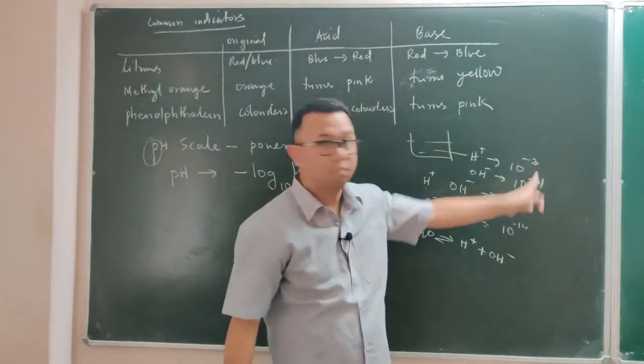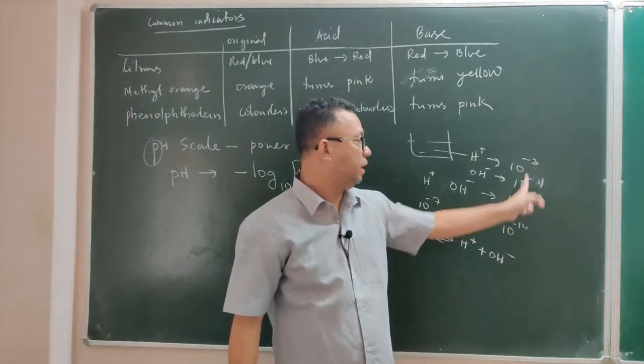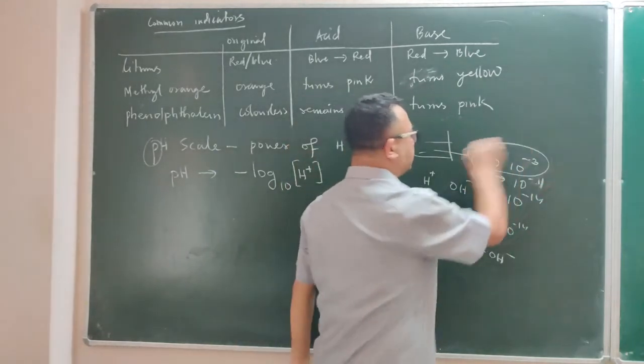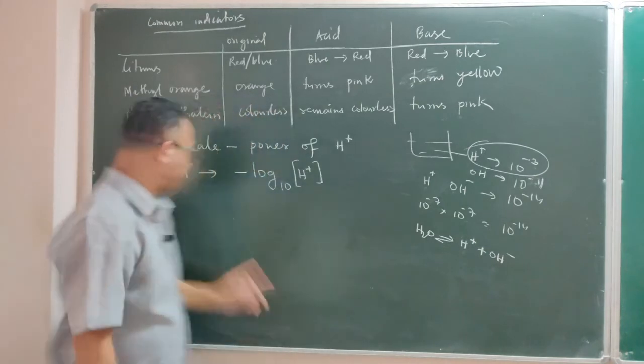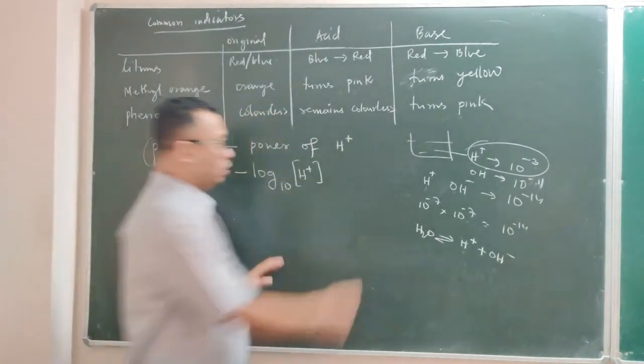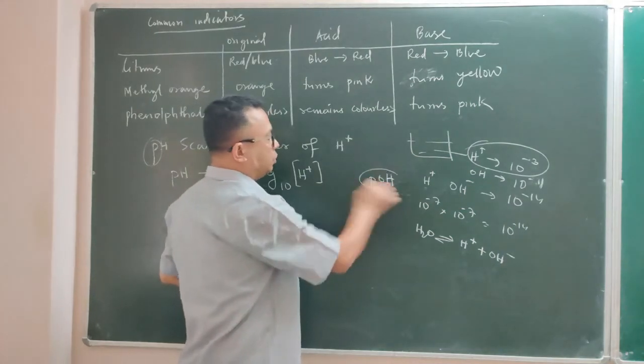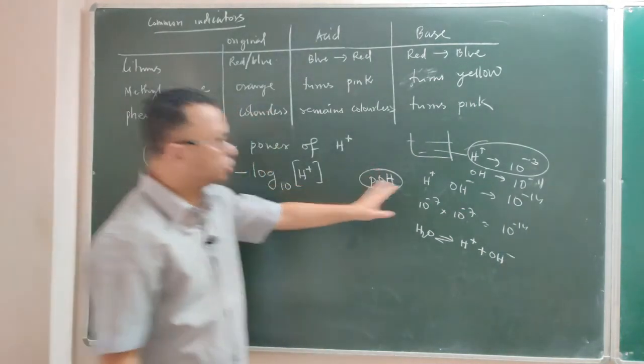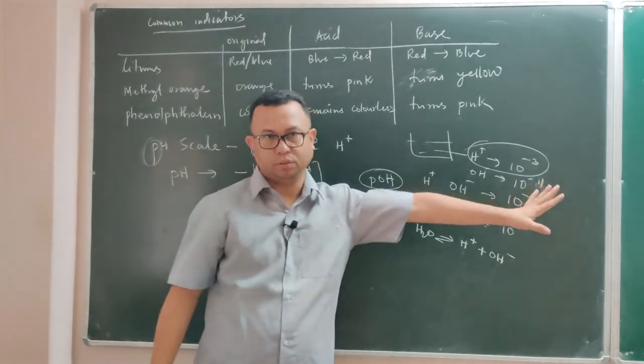So total should come minus 14. So 10 to the power 11. Since we are discussing hydrogen ion concentration, because pH, in higher classes, in class 11 and 12, you learn also about something called pOH. I don't want to confuse you by telling you about pOH now, so we'll concentrate only on hydrogen ion concentration.